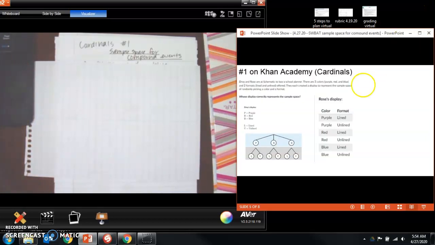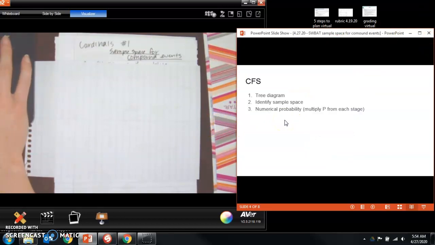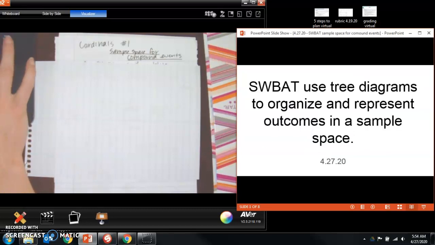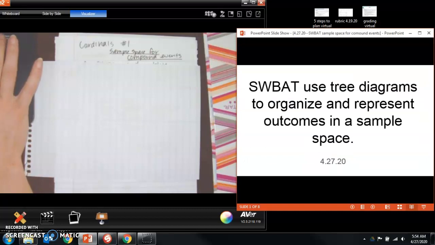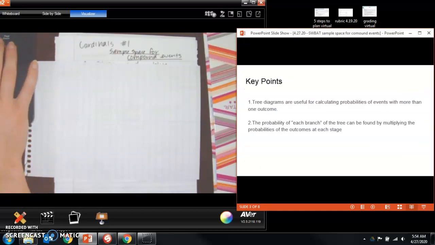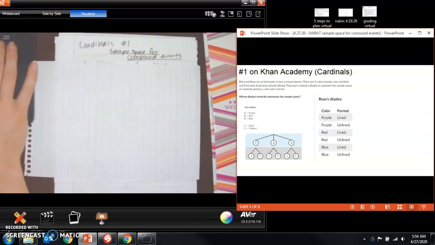Okay, Khan Academy number 1 for the Cardinals. This is our first notes problem for everyone. Please make sure that you have taken the time to write down each of these slides somewhere in your notes. So the objective, the key vocabulary, the key points, and the CFS, I will be looking for those when you submit a picture of your notes on Google Classroom.